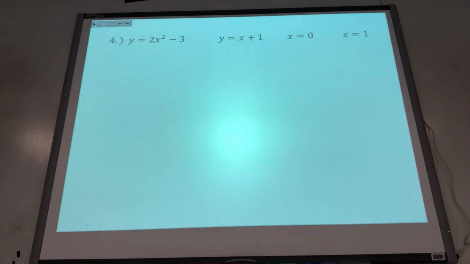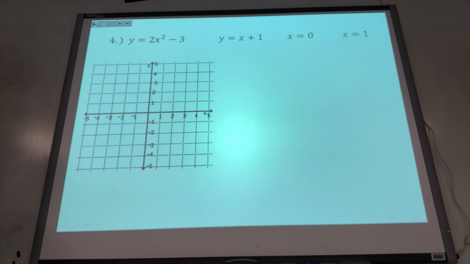Okie doke. We've got one more here, and I just want to do one where there's a few more functions, couple more functions. Number 4. It says y equals 2x squared minus 3. Then y equals x plus 1. And a couple vertical lines in the back. X equals 0 and x equals 1.